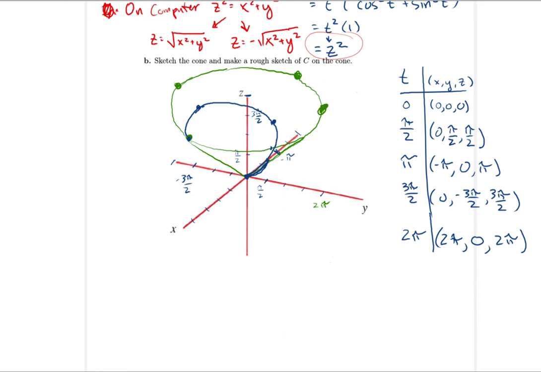And maybe to kind of give that cone a little bit better definition, I could kind of do something like this, right? So at each point you can kind of see heading right down to the origin.